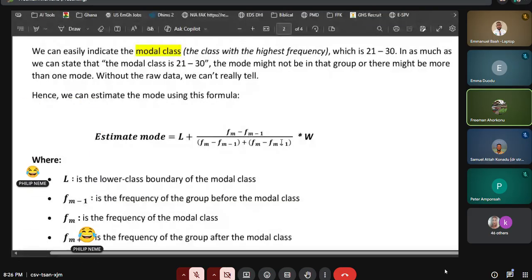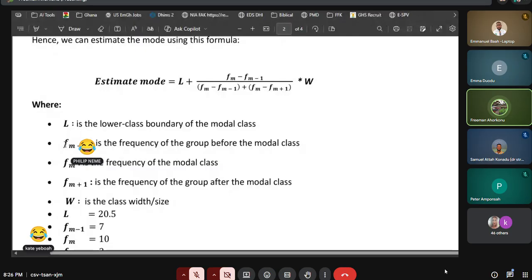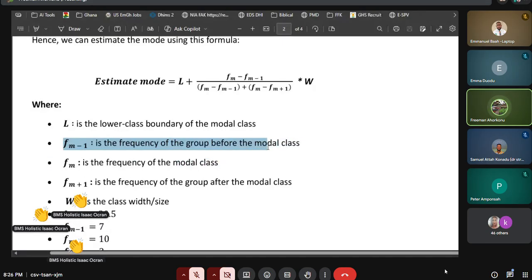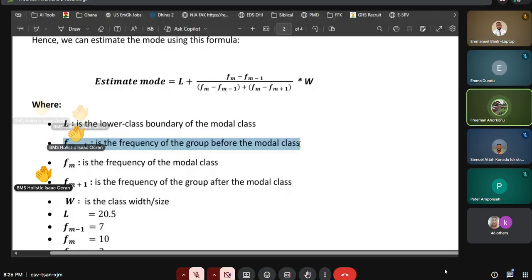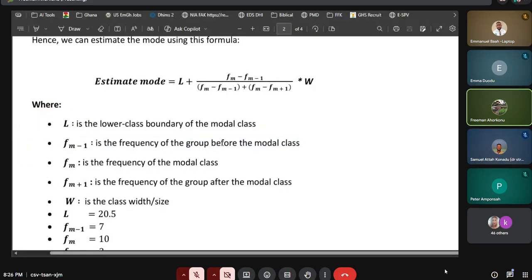Fm minus 1 is what? The frequency of the group before the modal class. So before is the minus 1. Then Fm itself is what? The frequency of the modal class. Then Fm plus 1 is the frequency of the group after the modal class.